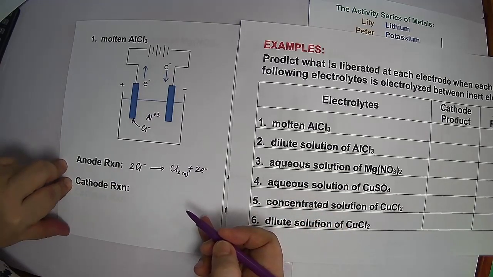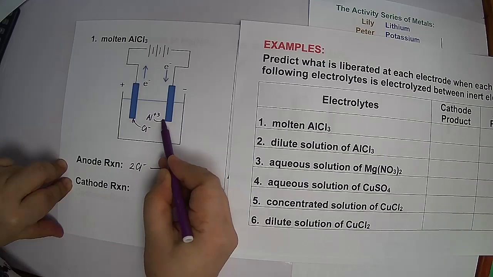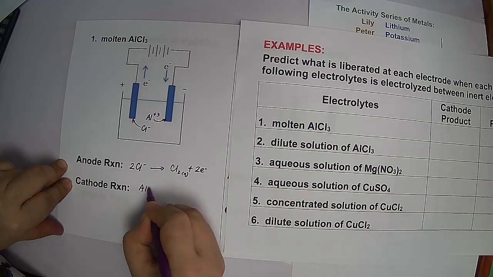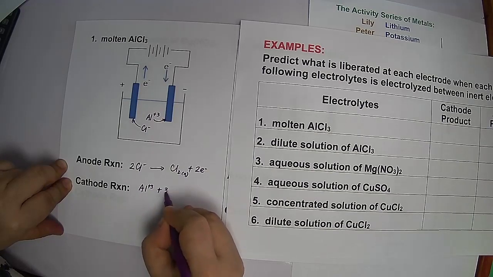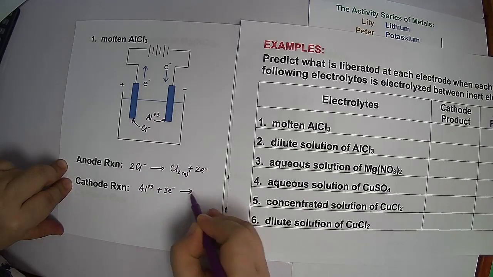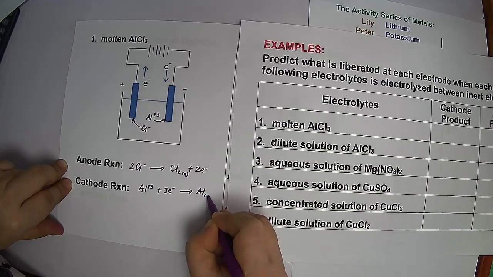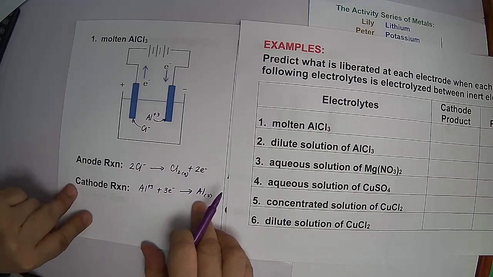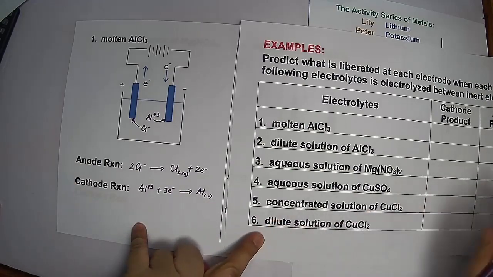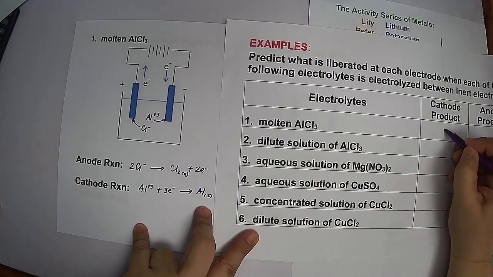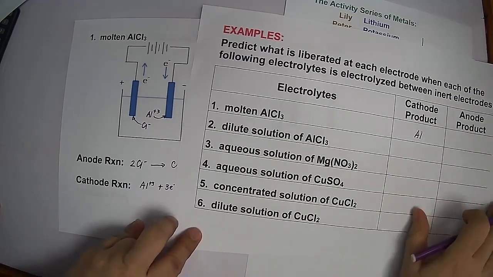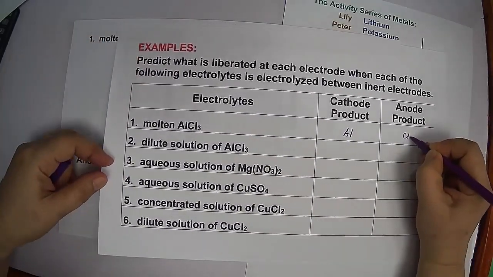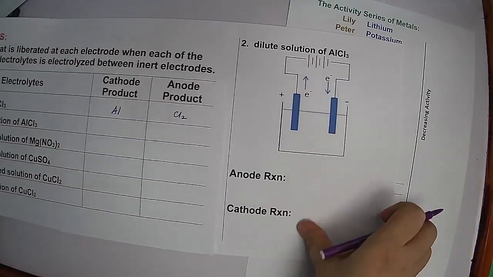At the cathode, the aluminum will be reduced to its elemental state. So you have aluminum +3 accepting 3 electrons to give you solid aluminum, from +3 to 0. So your product at the cathode is aluminum. Here, we fill up the table. And for the anode, it is chlorine gas.